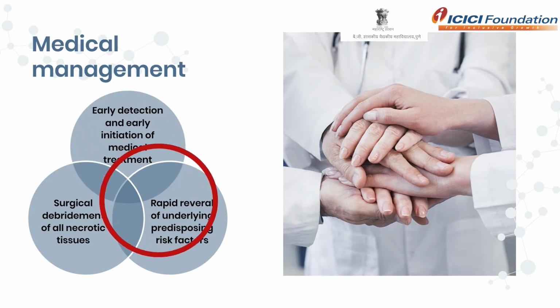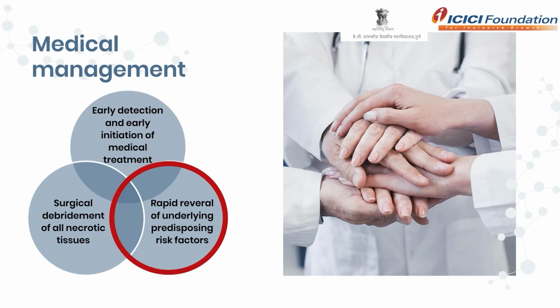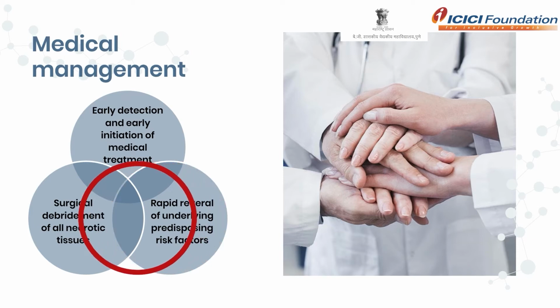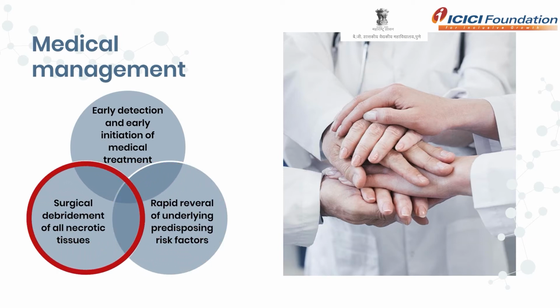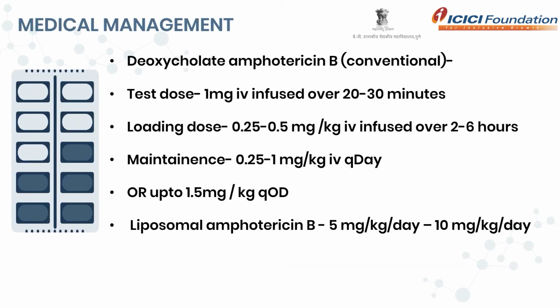Rapid reversal of the underlying predisposing risk factor is also important. For example, in diabetes mellitus, you have to control diabetes to prevent the complications of mucormycosis. And the third part is the surgical debridement of all necrotic tissue. So what is the medical management?